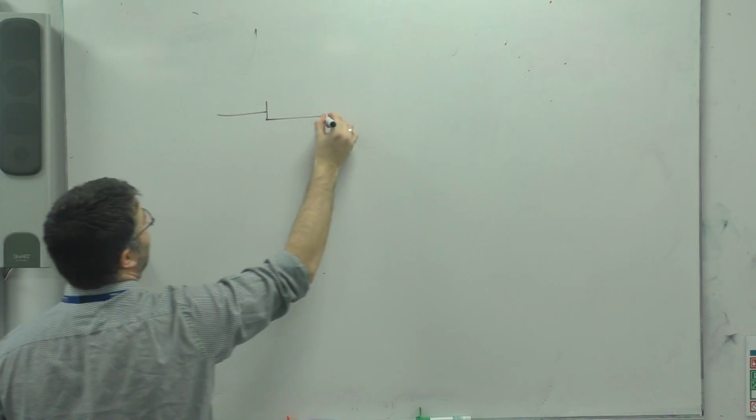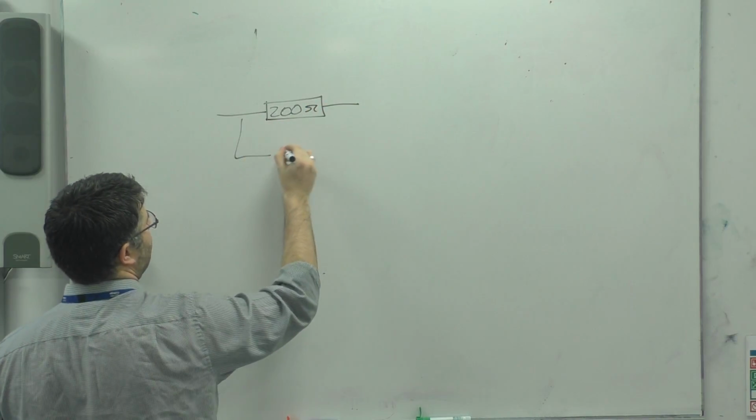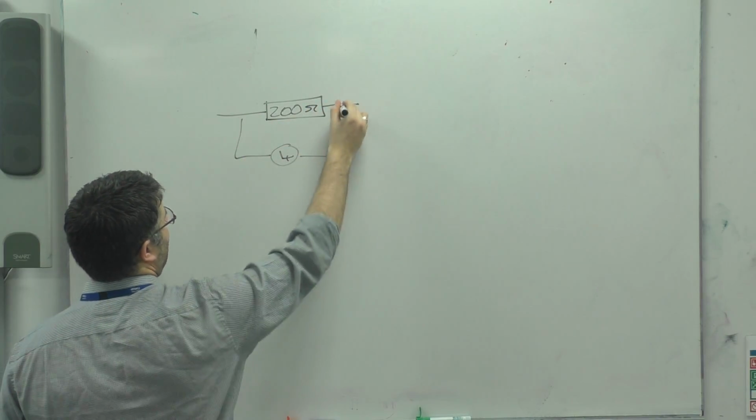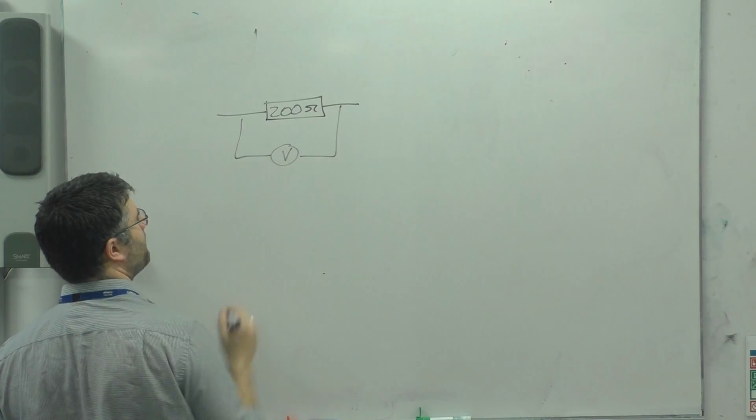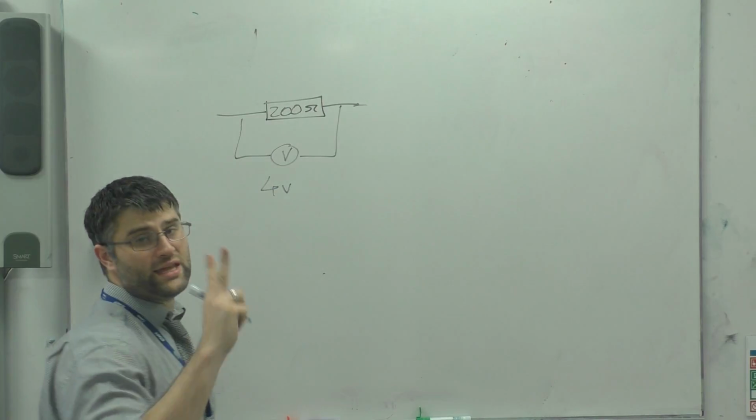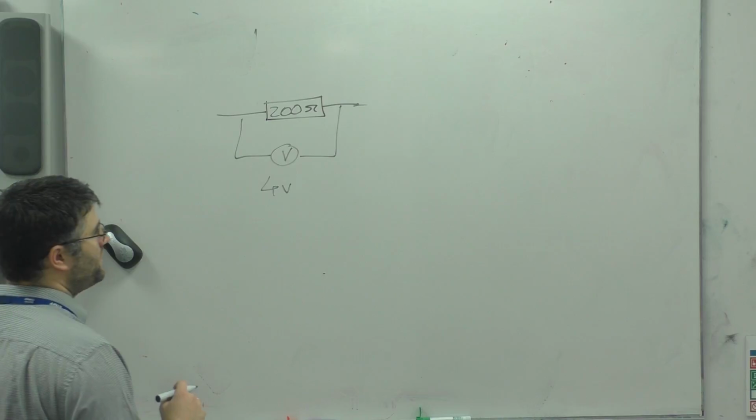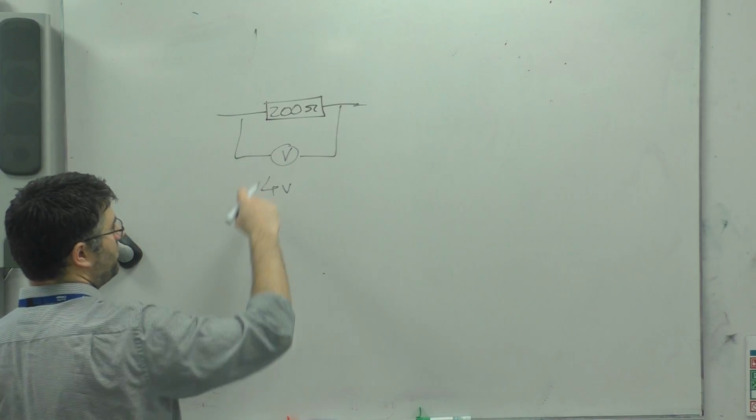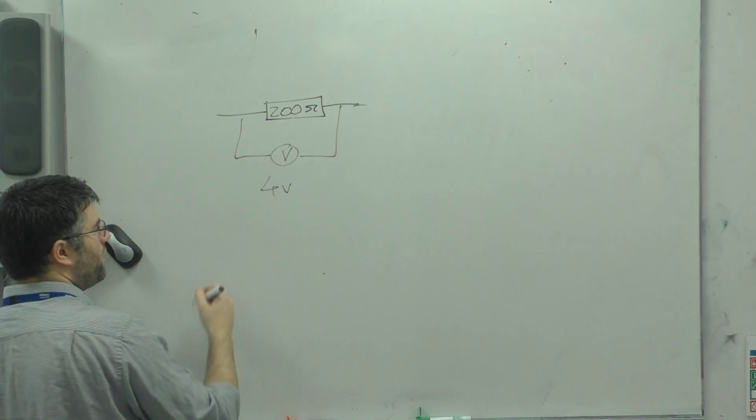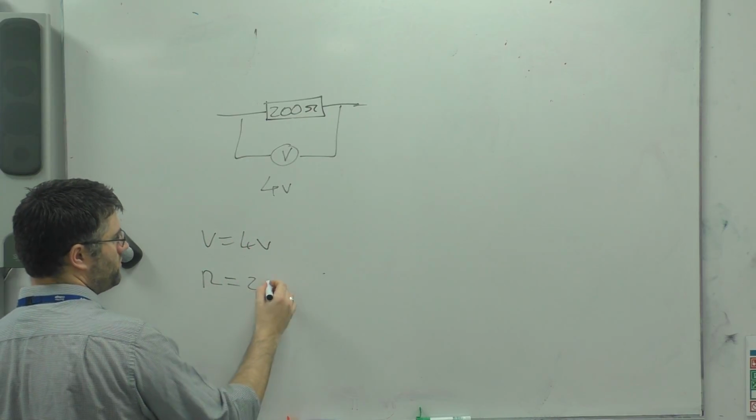If, for example, I have a, let's say, a 200 ohm resistor with 4 volts across it. So I've got my voltmeter across there, and I measure out 4 volts. Well, I know two things about this resistor. That's one of the first things you want to look at. I know its voltage, and I know its resistance. So I can write them down. Voltage equals 4 volts, resistance equals 200 ohms.